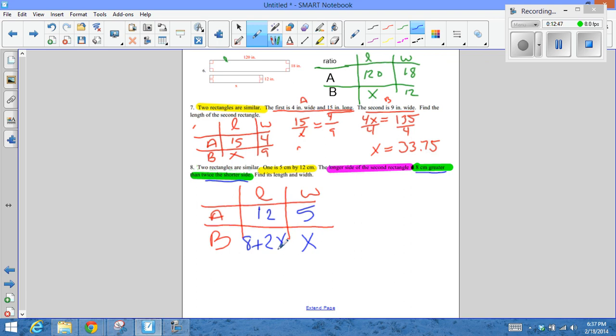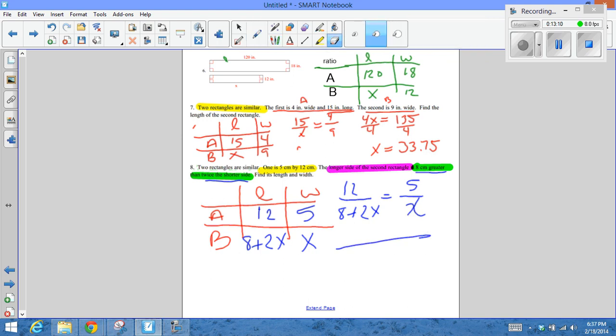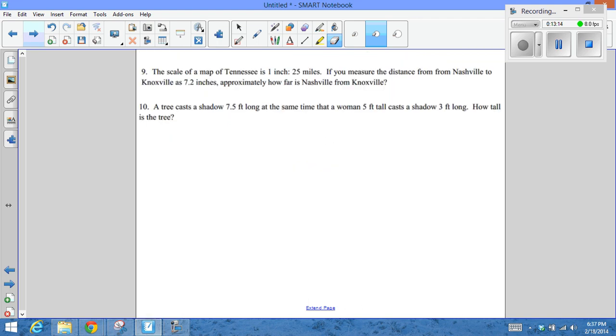So then when I want to go and write my proportion, I'm going to have 12 over 8 plus 2X is equal to 5 over X. And see, now we've got all these X's, and we could do cross multiplying and we could solve it, but that's a little bit more than what we're going to do right now, so we will just stop right there on that particular problem.